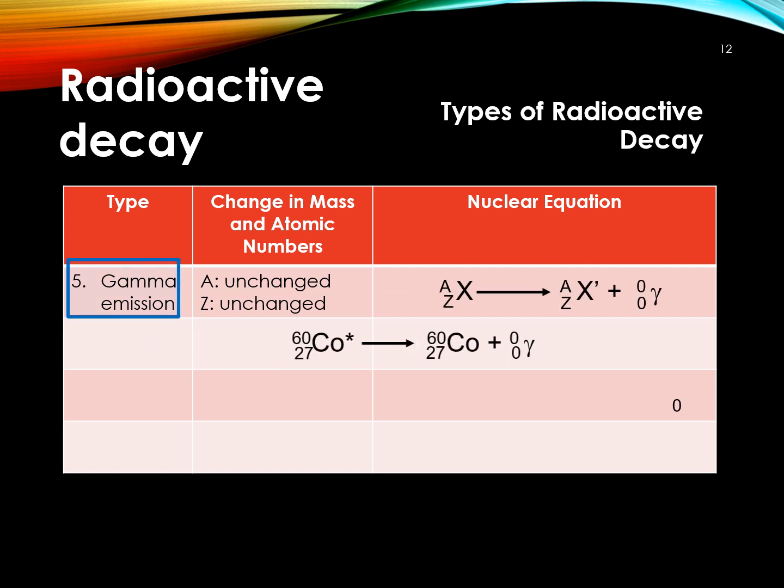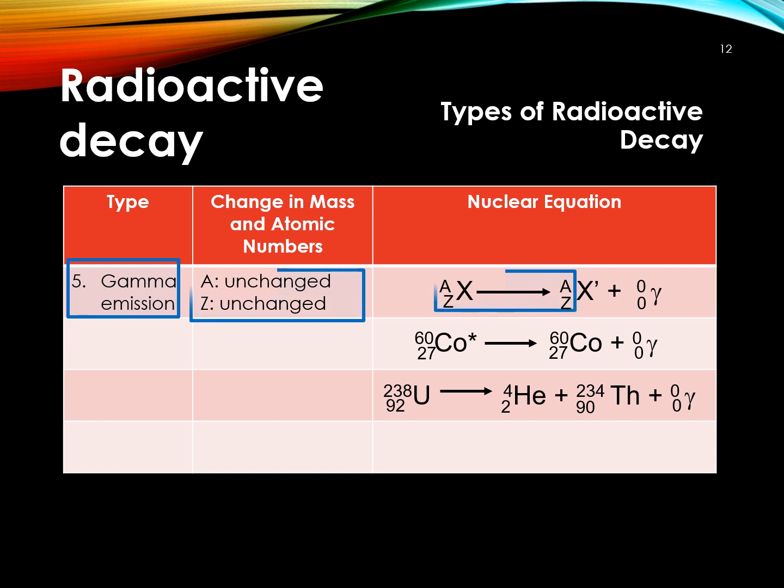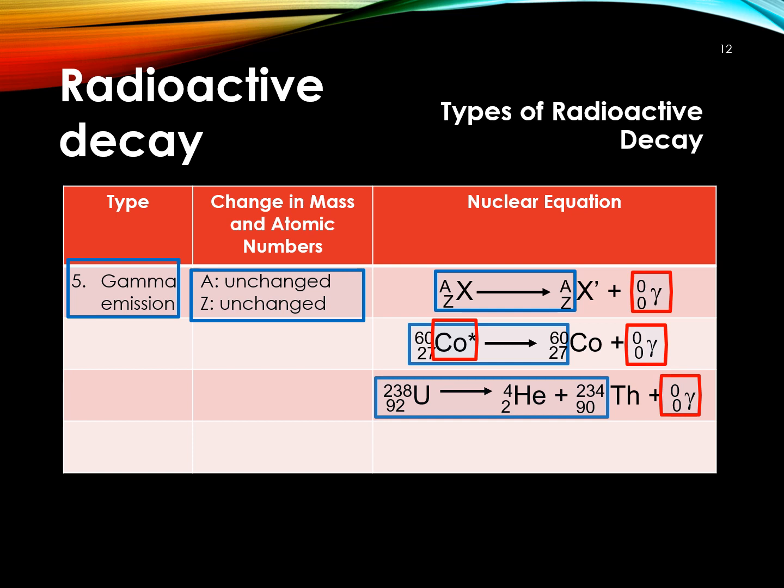Finally, the gamma emission. In this decay, the number of protons and neutrons in the nucleus does not change, so the parent and daughter isotopes are the same chemical element with the same mass number. There is no particle emission in the gamma emission. Rather, you have an excited nucleus, usually represented by the asterisk, that directly emits the gamma ray as it transitions from a higher energy state to a lower energy state. This is what happens in the nuclear reaction cobalt-60 asterisk into cobalt-60 plus gamma.